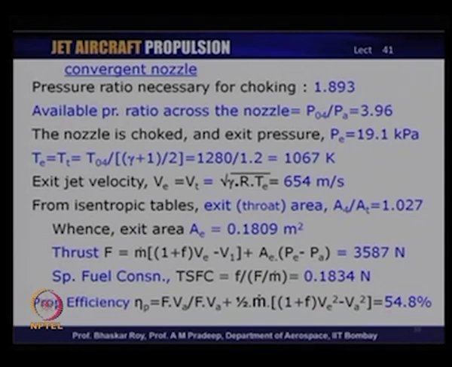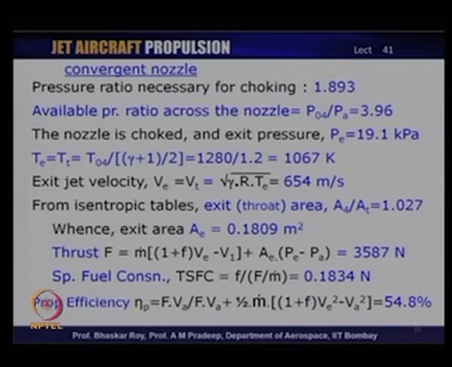Now, if you look at the isentropic tables, one can find that the exit area, which is also the throat area, that area ratio from the jet pipe would be 1.027, and hence the exit area would be 0.1809 meter square. Now, using these values, one can find the thrust. In this thrust, the pressure has not been fully converted to ambient pressure. Hence, there would be residual pressure thrust, and if you plug in those values that we have calculated, you would get a thrust of 3587 newtons. So, that is the thrust you get for a convergent nozzle.